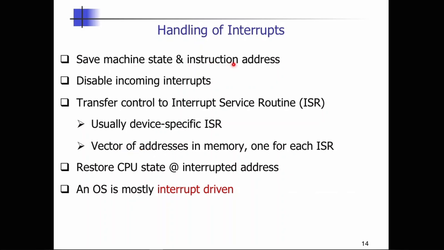So we have saved the state, we have disabled new interrupts, we have transferred control to the ISR, we run through all the instructions in the ISR for that particular interrupt, and then after we get done with the interrupt service routine, we restore the CPU state and bring the instruction address that was interrupted back into the program counter, so that we can resume the operation of the process we were executing when all of this started. An operating system is mostly interrupt driven. Until an interrupt happens, it is just going to wait for some event to happen.